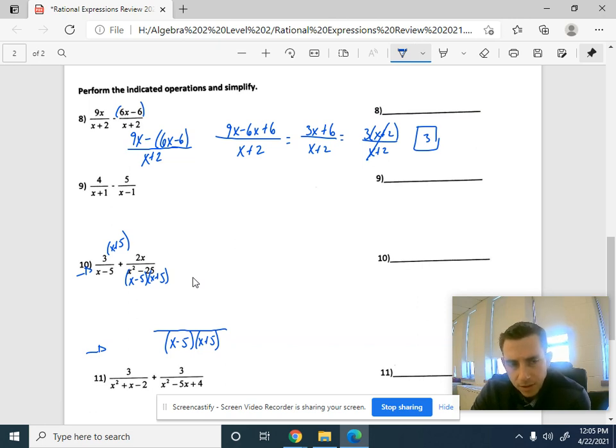Notice these denominators are the same, which means we don't have to touch the 2x. We just got to bring it down. So 3x plus 15 plus 2x. And again, from here, group like terms, try to factor, try to reduce.